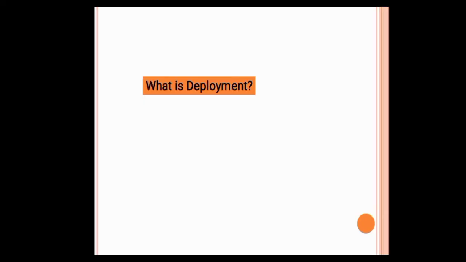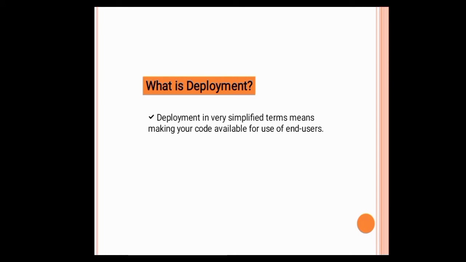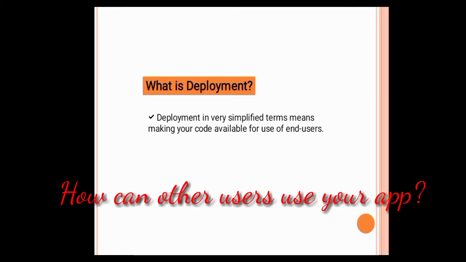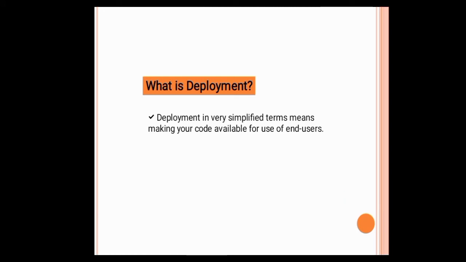What is deployment? Deployment, in very simplified terms, means making your code available for use by end users. For example, if you have a model that you think has great value to society, then that model would be a big help for every user. And how can other users use your app? Simply, you need to run your app on a computer server that is accessible by the users. This whole process of testing and running your code on the server is referred to as deployment.